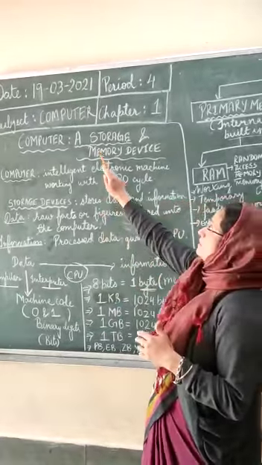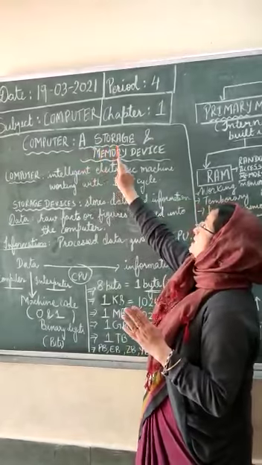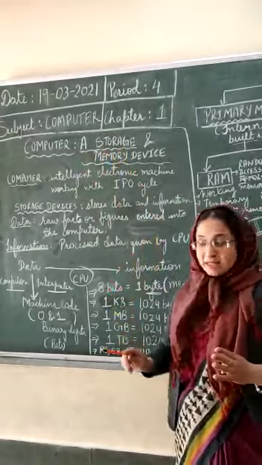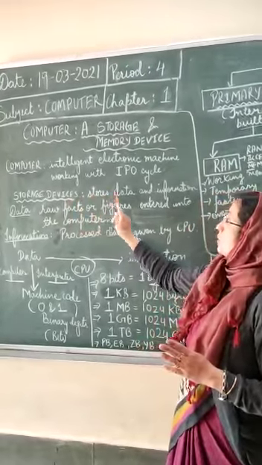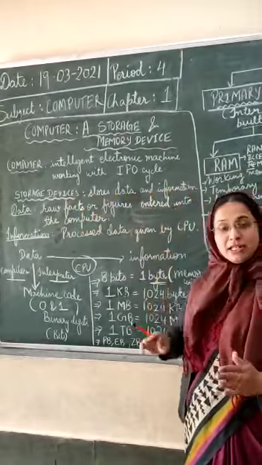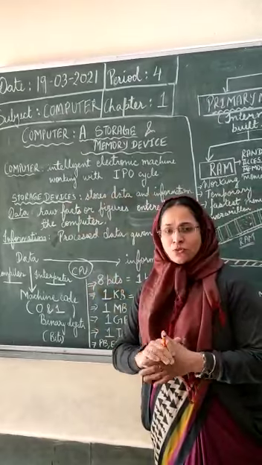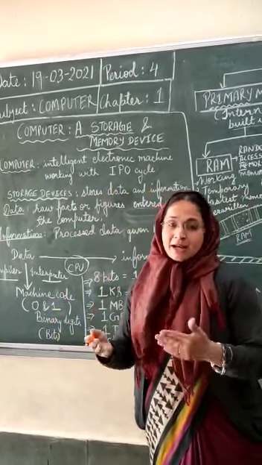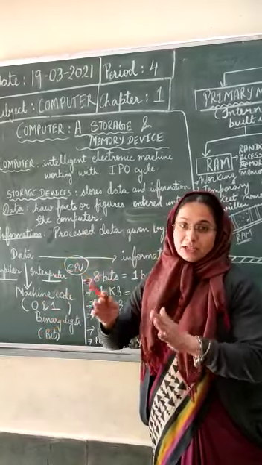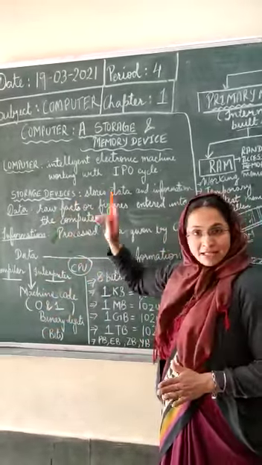Now in this class we will learn about the fourth kind of device, that is the storage and memory device. As the name says, this helps to store data and information in the computer. Whatever we are doing on the computer is saved in the form of a file containing data and information that is stored in these storage devices.